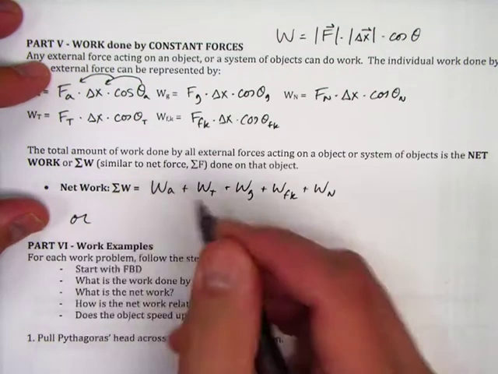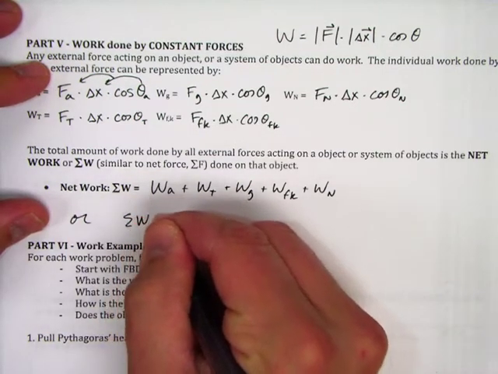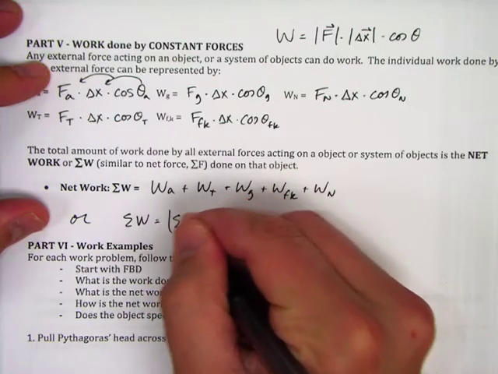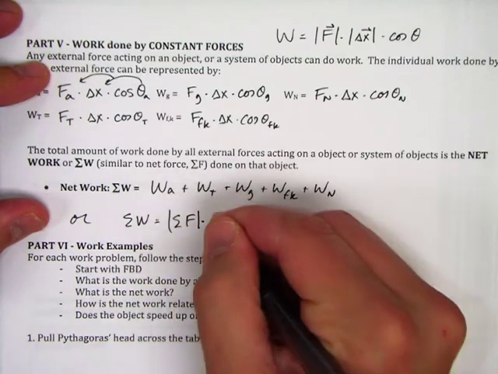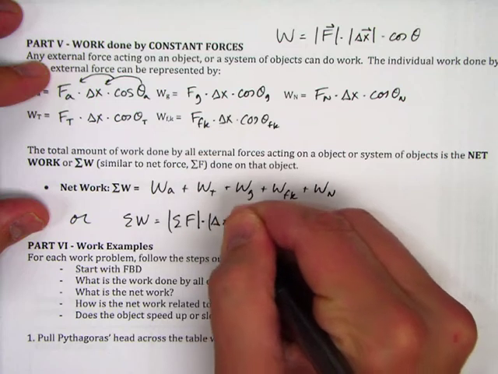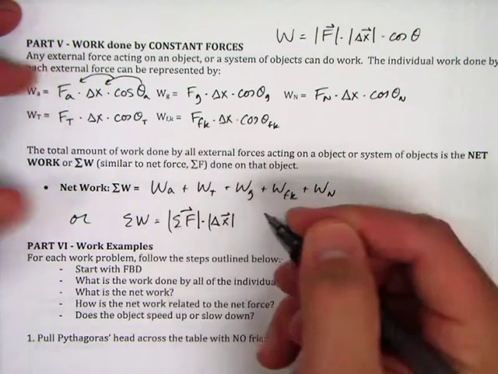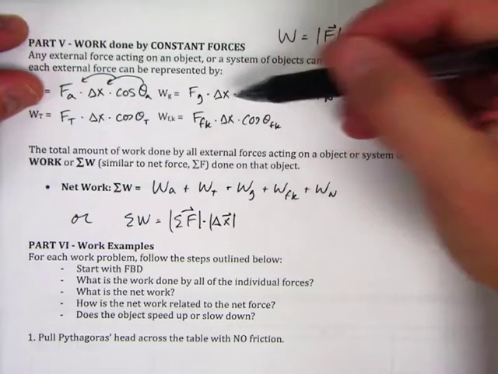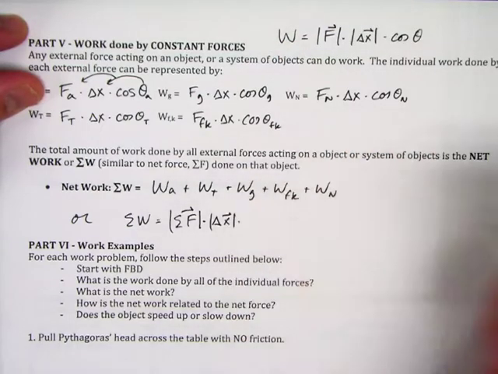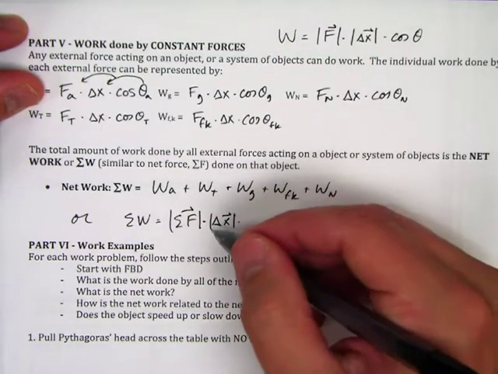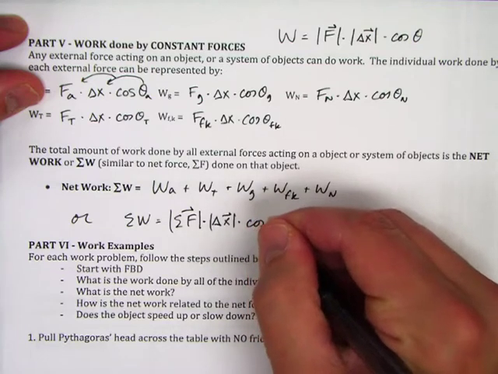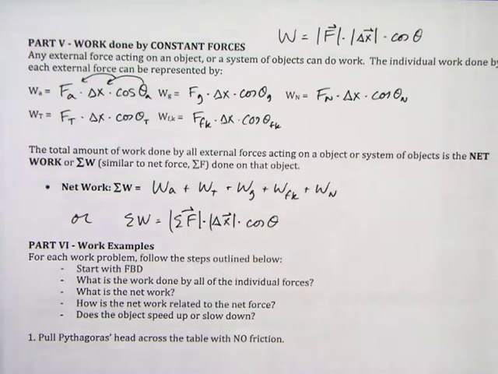Or we can look at net work as the overall net force, magnitude, times the displacement. And again, I'm not being consistent with putting the absolute value in the vector symbol every time. This is just magnitudes, but I will remind you that this is magnitude of the force, magnitude of the displacement, times the cosine of the angle between the displacement and the net force.